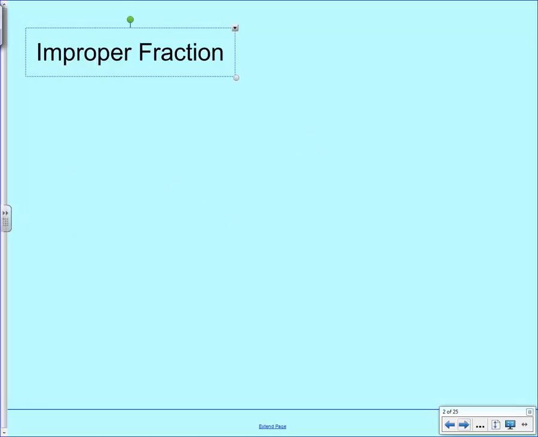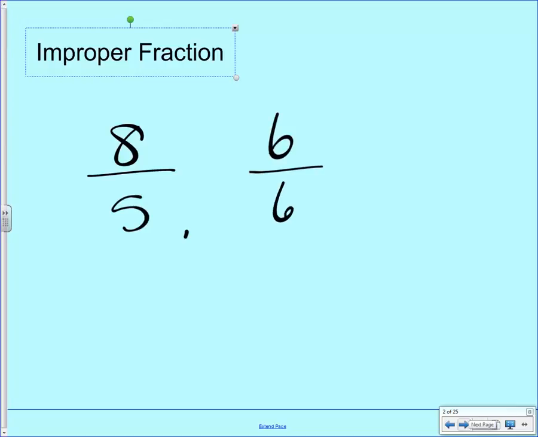An improper fraction is just the opposite of that. It means that the top number is larger than or the same as the denominator. So these are all examples of improper fractions. The 8 is bigger than the 5, so that means the numerator is bigger or greater than the denominator. The middle example is 6 over 6, and this equals 1 whole. 1 whole is considered an improper fraction as well.